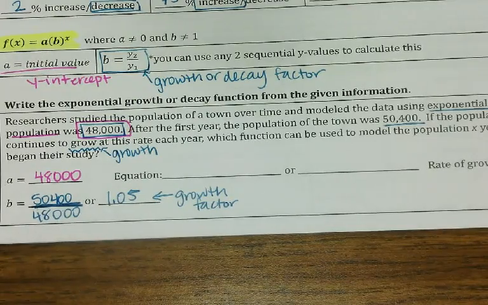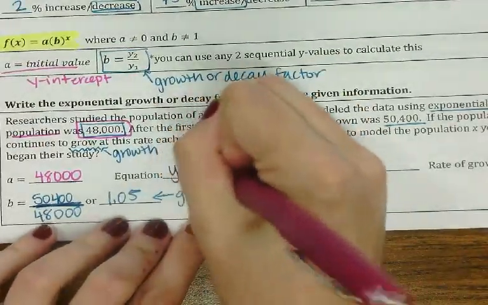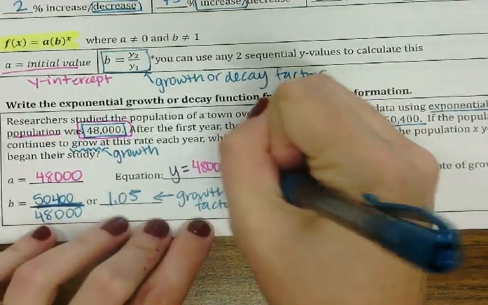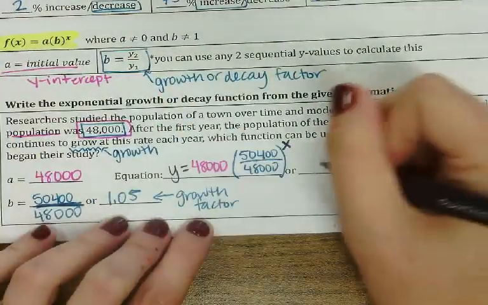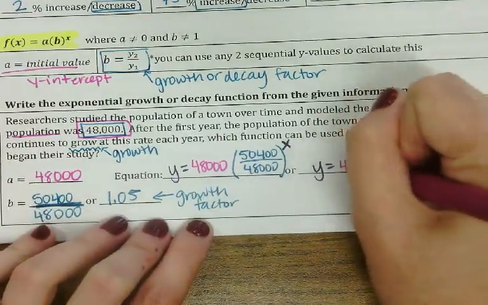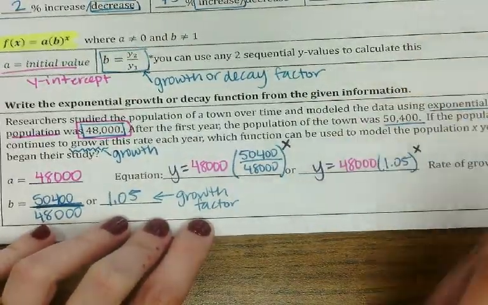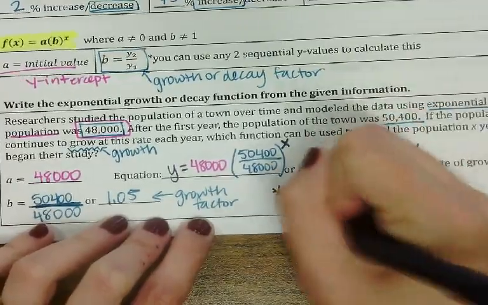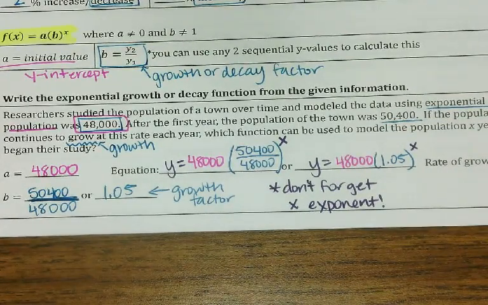So then if I'm going to write my equation, I would write it as y equals 48,000 times, let's do it as the fraction first, 50,400 over 48,000, to the x power, or you can also write y equals 48,000 times 1.05 to the x. And when you're writing the equation, don't forget the x exponent. If you forget the x exponent, it's going to be wrong. Exponential functions have x in the exponent.